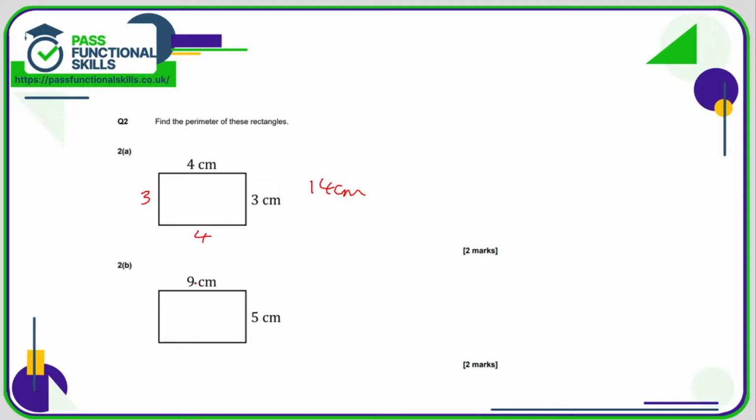And for this one, if you want to do my sort of shortcut method, 9 plus 5 and double it. 9 plus 5 is 14, double 14 is 28, or mark in the other side lengths as well. Remember, opposite sides are equal, so we've got 9 plus 9, which is 18, plus 5, which is 23, plus 5, which is 28.